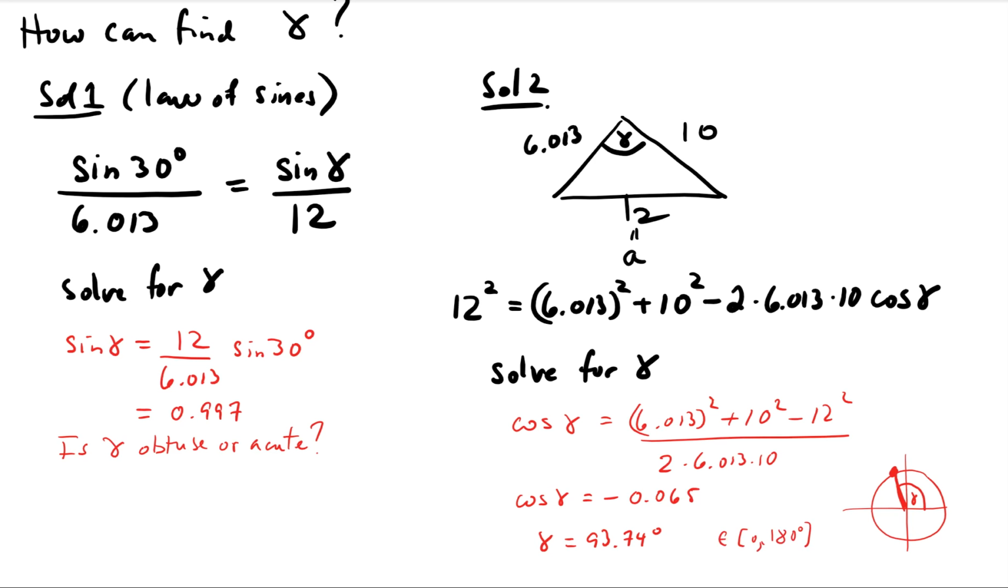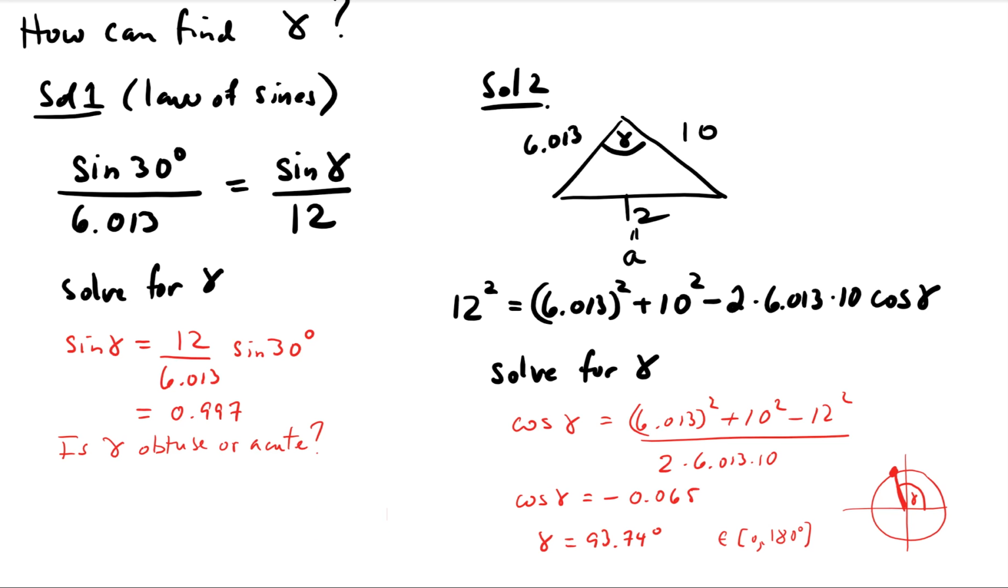Problem with using the first solution is that we find sine of gamma is 0.997, and it's kind of hard to tell whether gamma is obtuse or acute, because the way we're going to use arcsine will depend on that. Arcsine is going to give us an angle between 0 and 90 degrees if sine is positive, or 0 and minus 90 degrees if the sine is negative. That's due to the way the arcsine function is defined. So it's very difficult to tell here whether gamma is obtuse or acute.